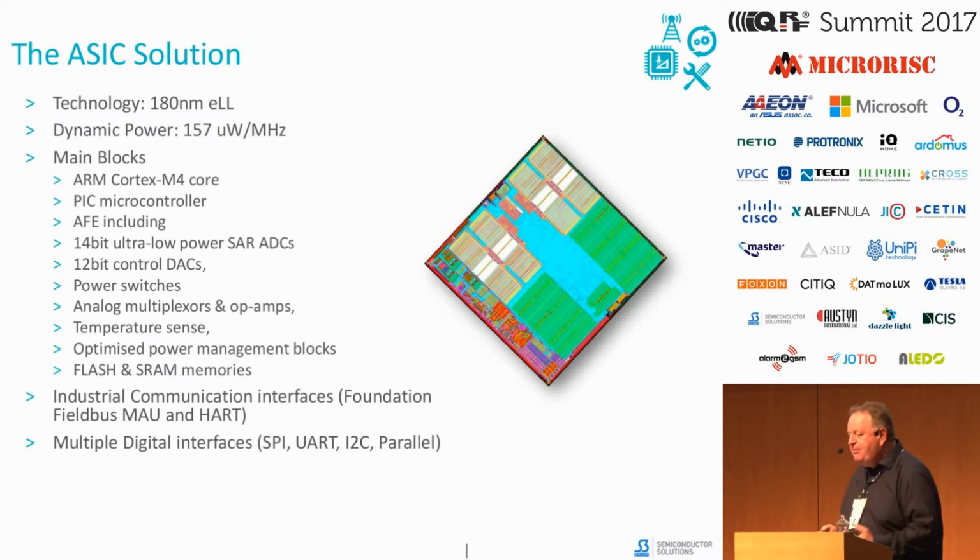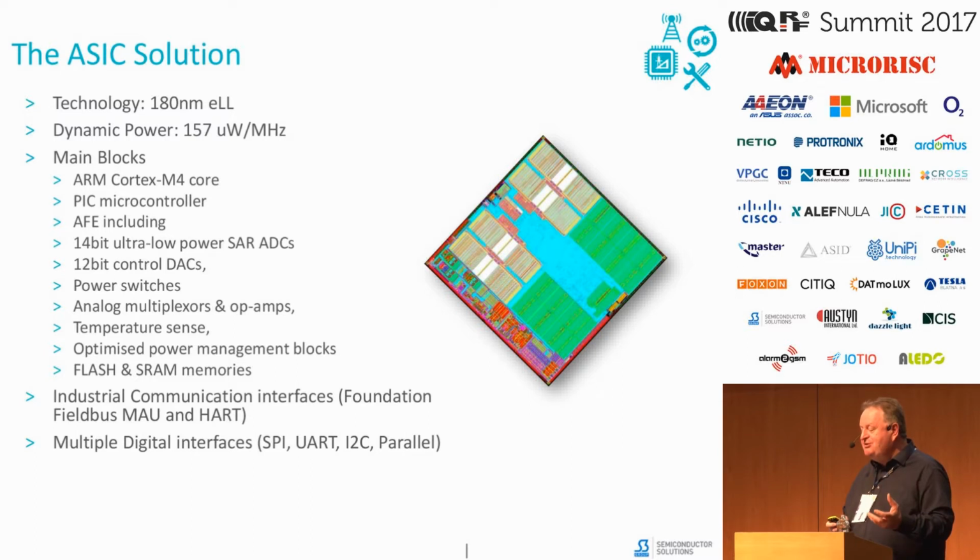Basically, when you go down through the main blocks in here, there's an ARM Cortex M4, and there's a PIC microcontroller inside here. There are analog front ends, including 14-bit SAR ADCs. There are digital to analog converters. There are power switches, multiplexers, and so on. In other words, the point is we're showing you a very elaborate, very high-tech ASIC development. Some ASICs are not like this at all. They're very simple. We do very simple stuff to very complex. So we're showing you that end of it.